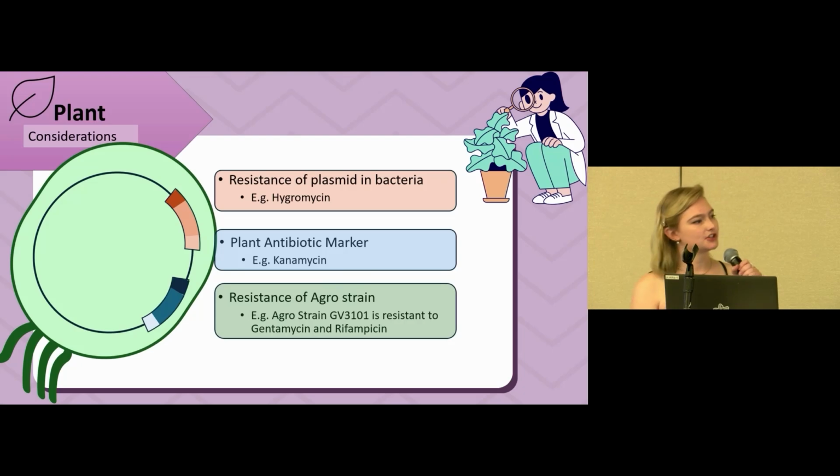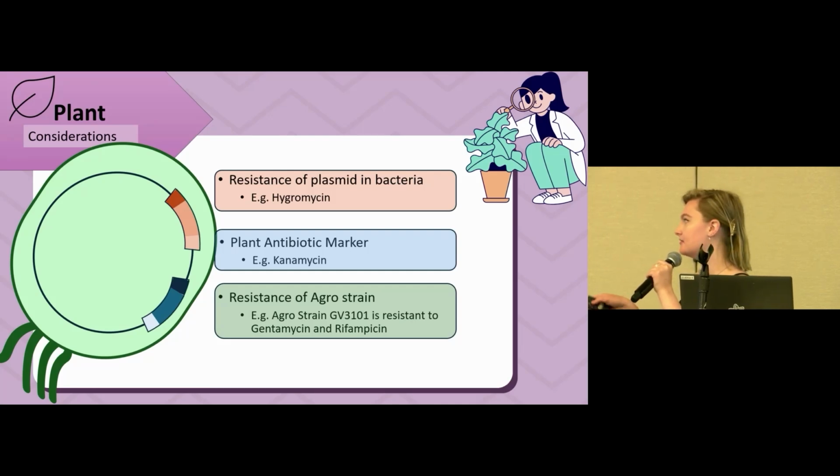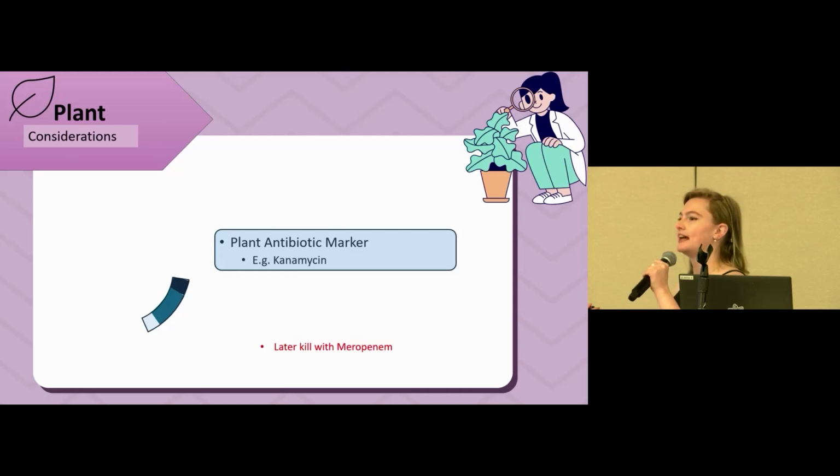Vina mentioned Agro strain GV3101, so I'm going to talk about that. It is resistant to gentamicin and rifampicin, and so when you're working with anything with the Agro itself, you should use gentamicin, rifampicin, and hygromycin. And then after your co-cultivation period, you'll use something like meropenem to kill off your Agrobacterium so that you only have the kanamycin marker, which has been transferred into your plant genome.